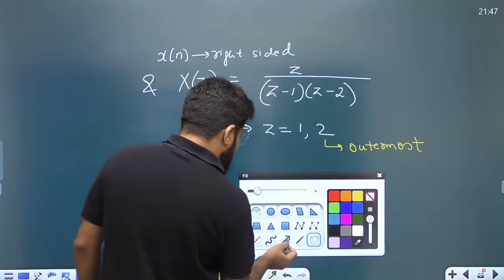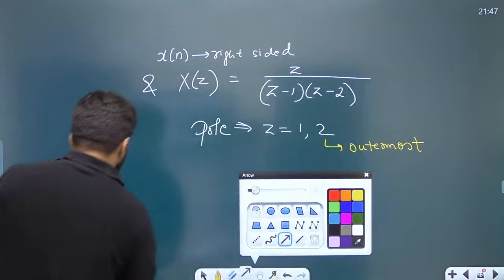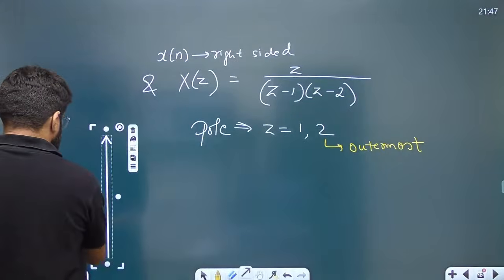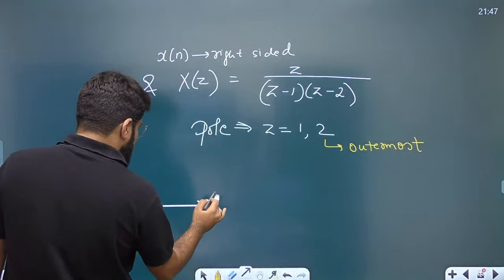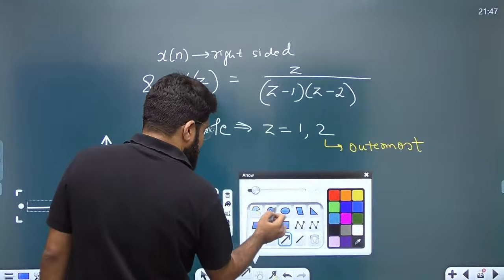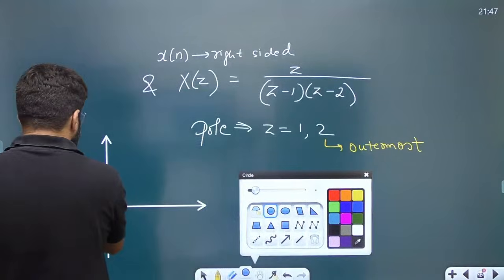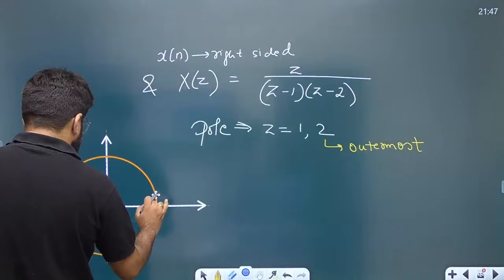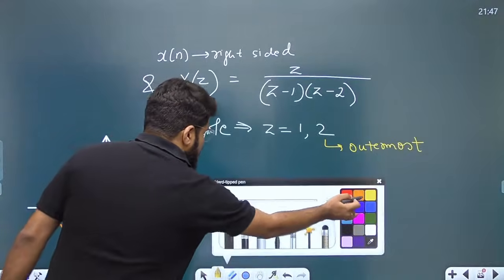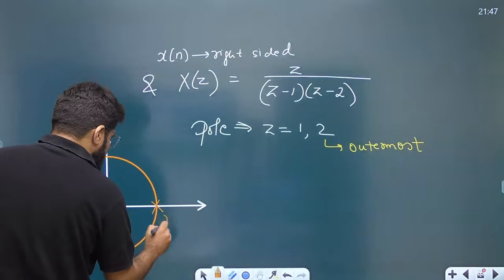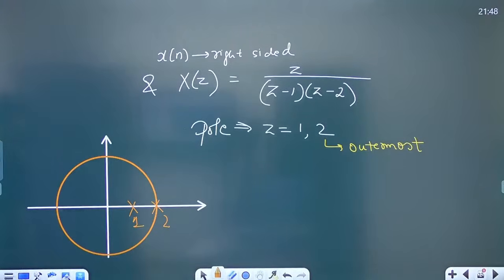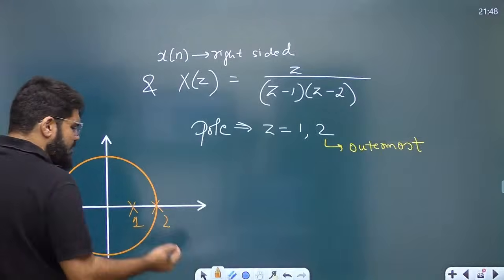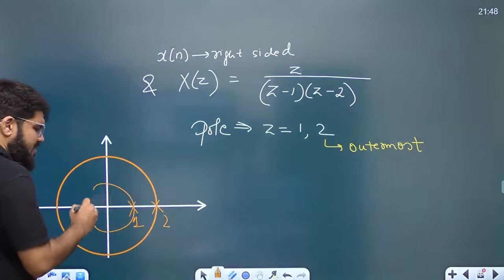So what should be the ROC for this one? Quick sketch. The ROC for this one will be simply equal to mod z greater than 2. This is the pole 2. There is also one more pole at 1. See, the simple idea is, can the ROC be mod z greater than 1?